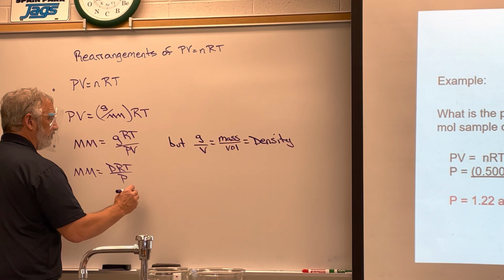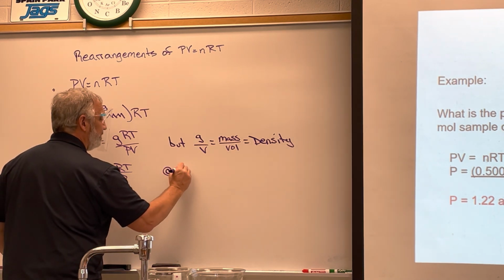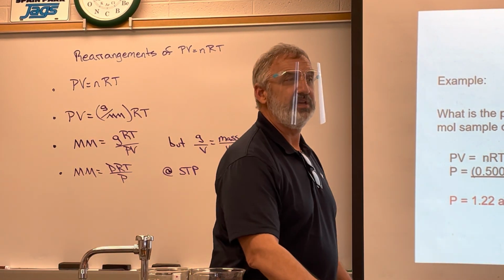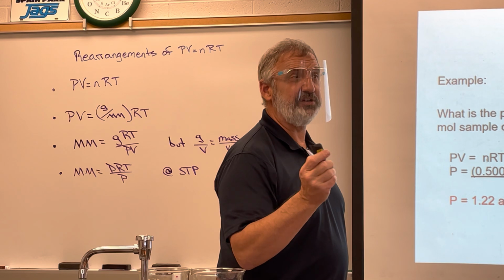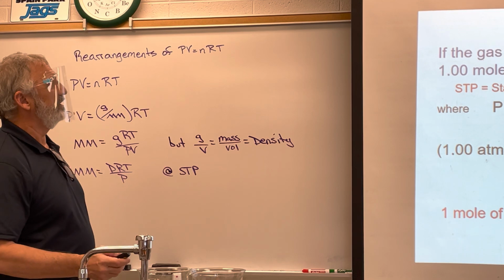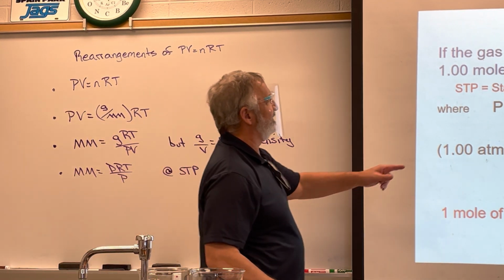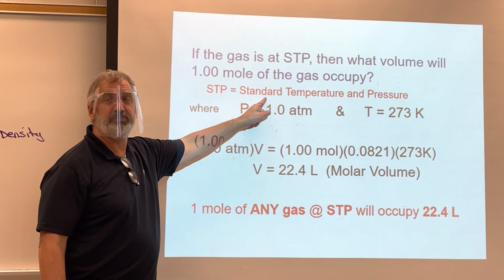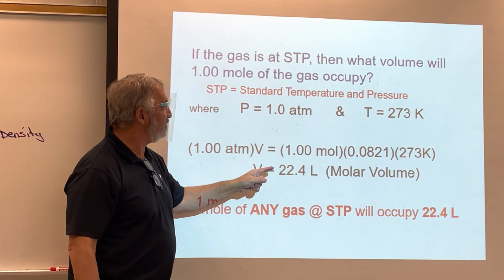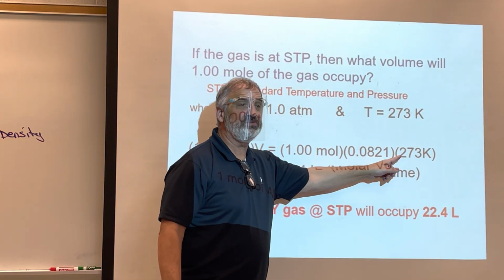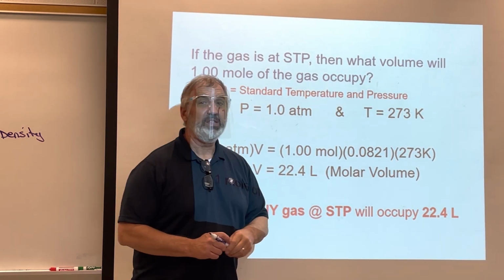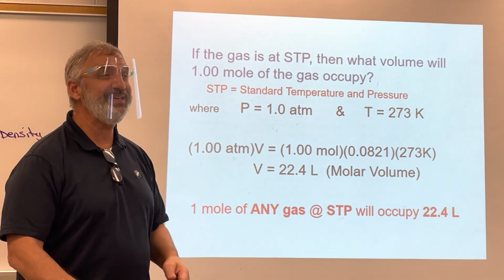Now, at STP, we know what STP is, standard temperature and pressure. We kind of talked about it. If we have 1 mole of a gas at standard temperature and pressure, pressure is 1 atmosphere, temperature is 273. When you multiply 0.0821 times 273 and divide by 1, that comes out to 22.4. That's the volume occupied by 1 mole of any gas at STP.